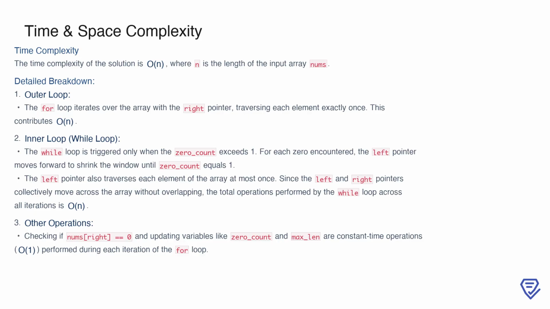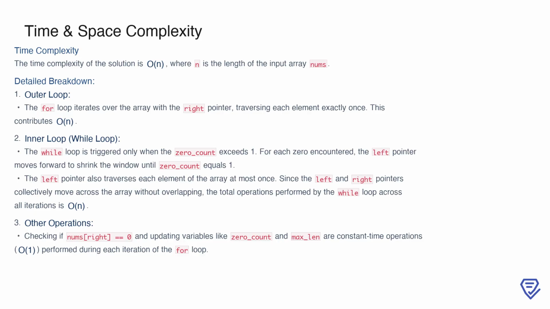The time complexity of our solution is O(n), where n represents the length of the input array nums. Let's break this down step by step. First, the outer for loop iterates through the array using the right pointer. Since this pointer traverses each element exactly once, it contributes O(n) to the overall complexity. Next, we have the while loop that is triggered whenever the zero_count exceeds 1. At this point, the left pointer moves forward to shrink the window, ensuring that zero_count returns to 1. Importantly, the left pointer will also traverse each element of the array at most once throughout the algorithm's execution. The way the left and right pointers progress ensures that their combined movement is limited to O(n).